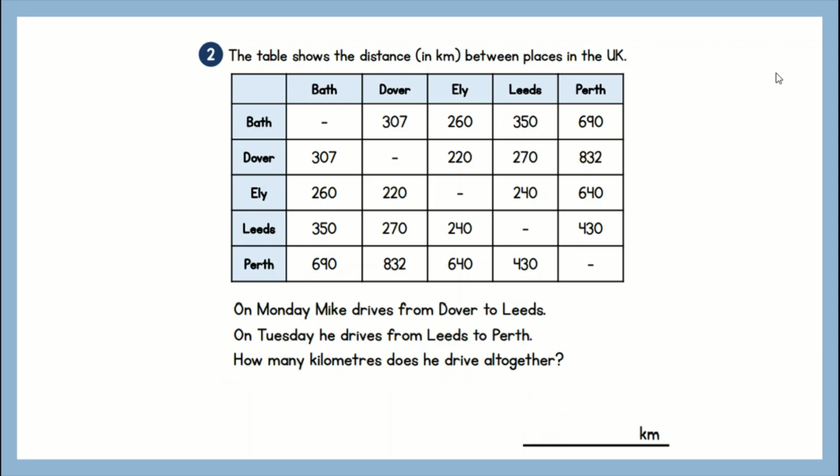Now the second part of this question. On Monday, Mike drives from Dover to Leeds. On Tuesday, he drives from Leeds to Perth. How many kilometres does he drive altogether?